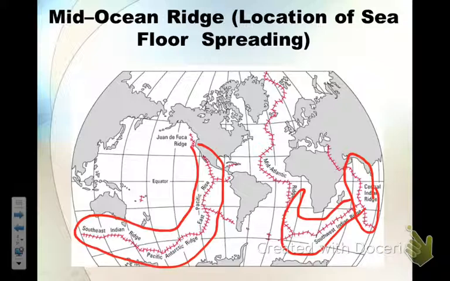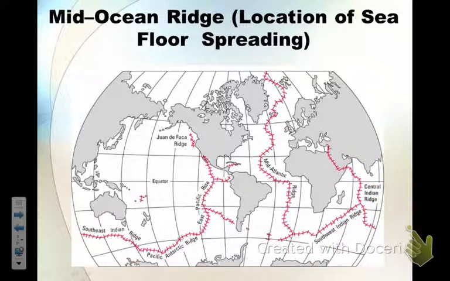Take a look at the picture that you were labeling earlier. Do the pictures follow what you drew? These plates should be going away or towards each other? Away. So in your picture, you should have made sure that these were going away. What kind of boundaries were these again? Divergent. Excellent.